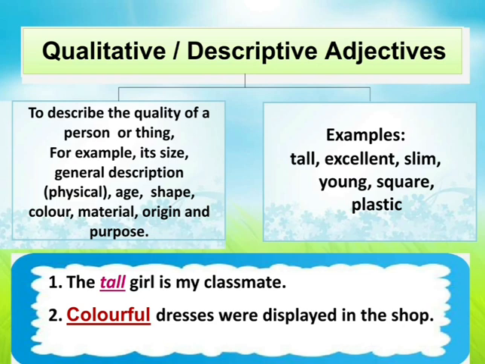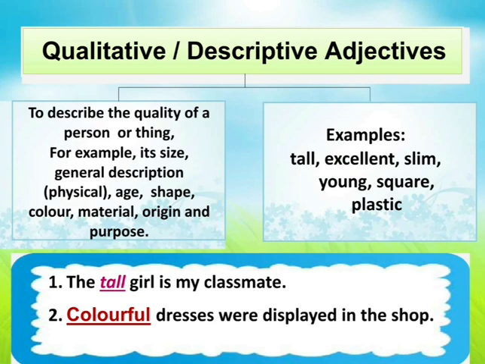So basically they are used to describe the quality of a person or thing, or the words which tell us what kind of a person or thing we are talking about. For example, whether we are talking about a tall or a short person, slim or a fat person, excellent, young, square, plastic, they are all examples of qualitative adjectives. Let's see an example here. The tall girl is my classmate. Here girl is a noun. And how is the noun being described? The noun girl is described as tall. So tall is an adjective, and that too qualitative.